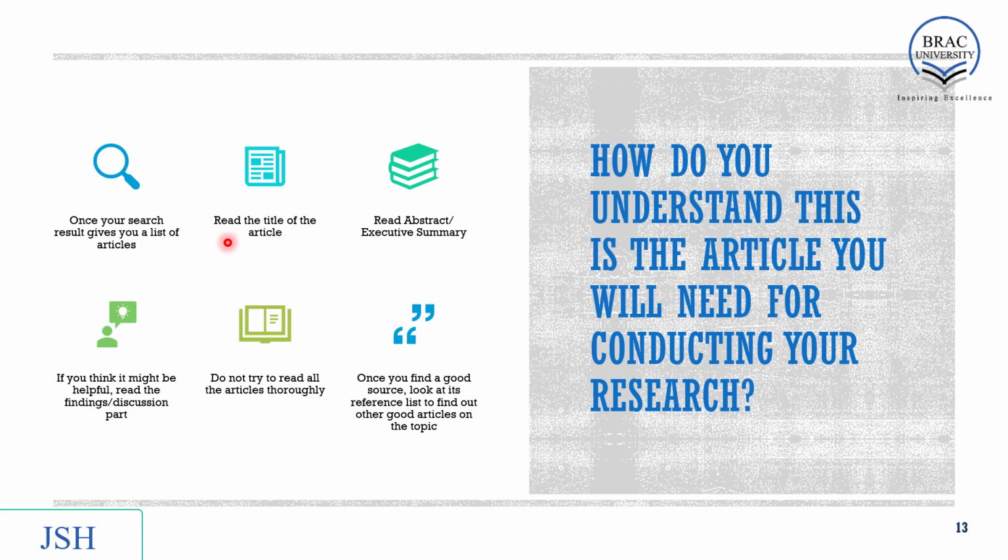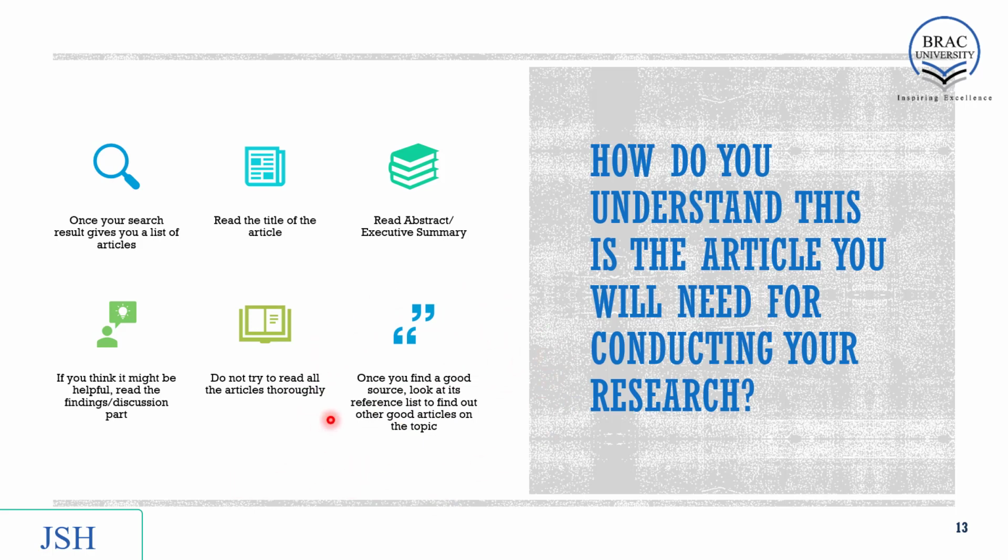First thing you need to do is read the title, and then after reading the title, read the abstract of the articles that you have selected. And by reading the abstract, if you believe that it is going to help you further, then only do you go into the depth of that article. And the last point: once you find a good source, look at its reference list to find other good articles. I'm not going to explain this part now because I have not yet explained what a reference list is. Once I explain to you what a reference list is, you will be able to easily understand what I mean by this line.